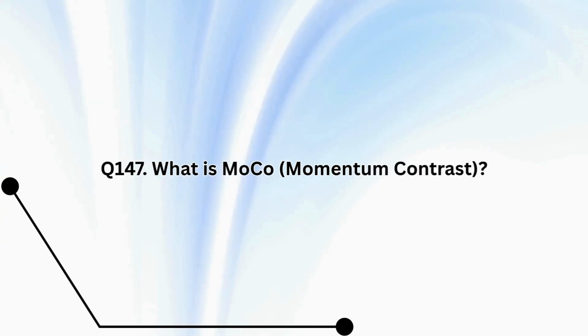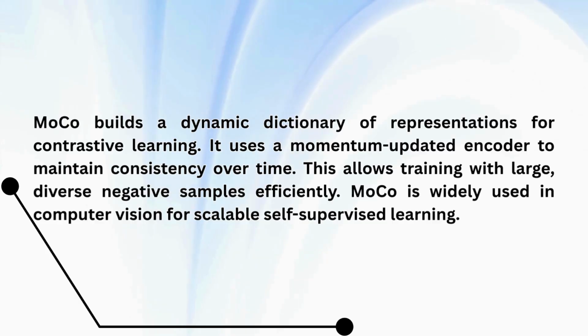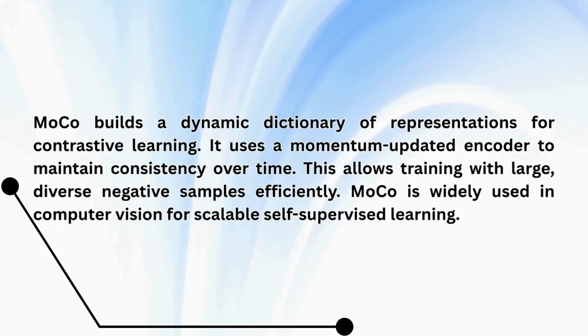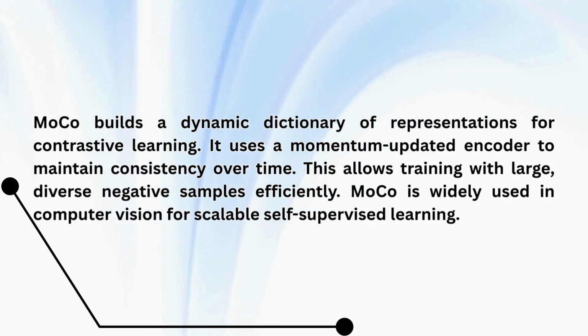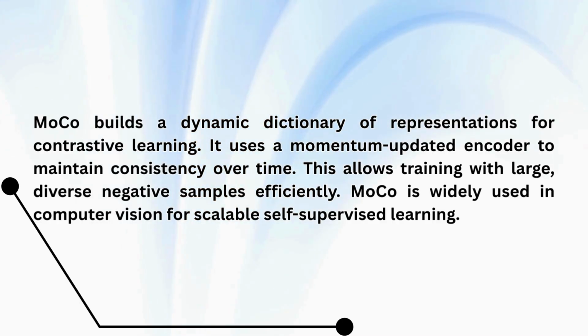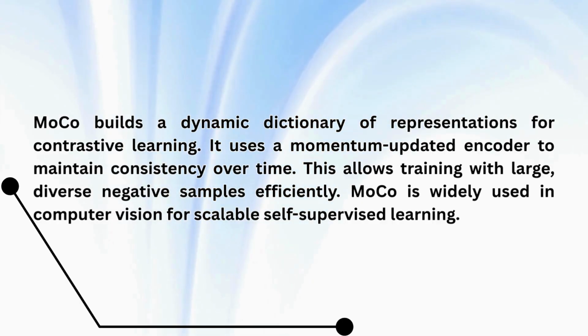What is MoCo? Momentum contrast. MoCo builds a dynamic dictionary of representations for contrastive learning. It uses a momentum-updated encoder to maintain consistency over time. This allows training with large, diverse negative samples efficiently. MoCo is widely used in computer vision for scalable self-supervised learning.